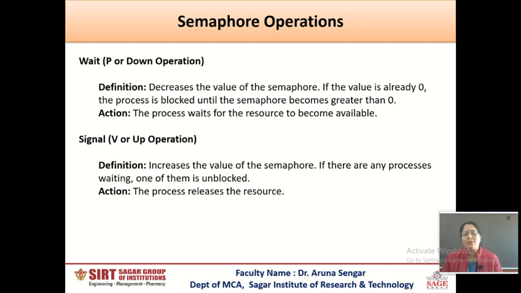We can remember this as follows. Wait means the process has to wait because resources are not available, already occupied by some process. And signal, what do you understand? Signal means you can enter. That means if a signal operation takes place, some resources are freed by processes, and resources are available for some new process. So these are the two types of operations which take place by semaphore.